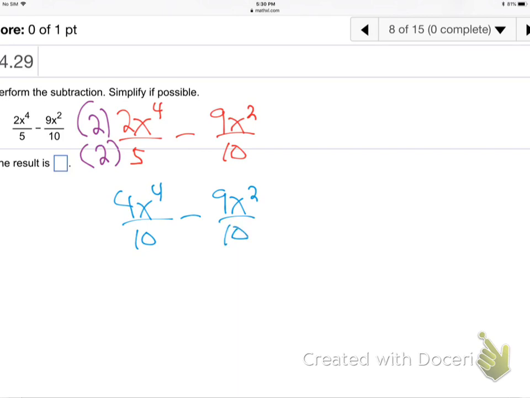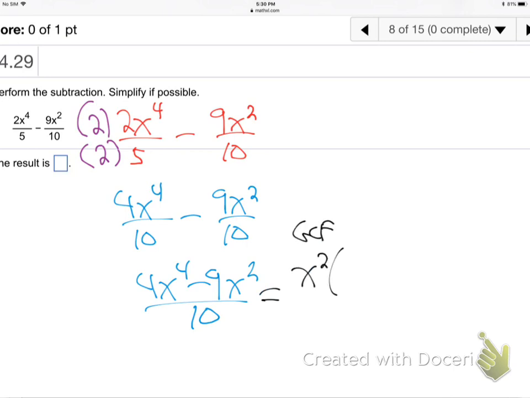Now, combine those together. 4x to the 4th minus 9x squared over 10. One big fraction. Now, can we simplify that at all? Well, yeah, we can. On the top, we can take out an x squared. That's the GCF. And that will leave, what? 4x squared minus 9 over 10.